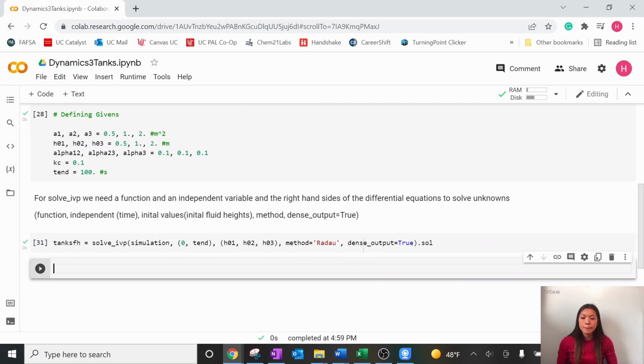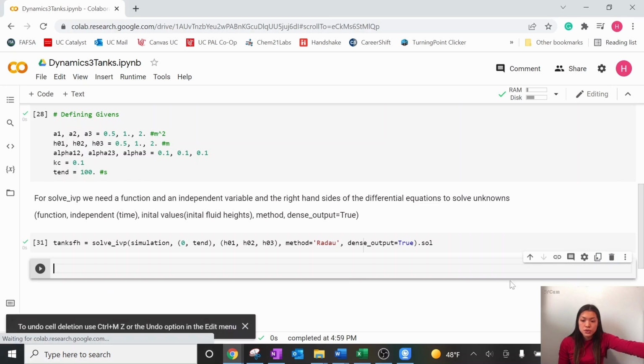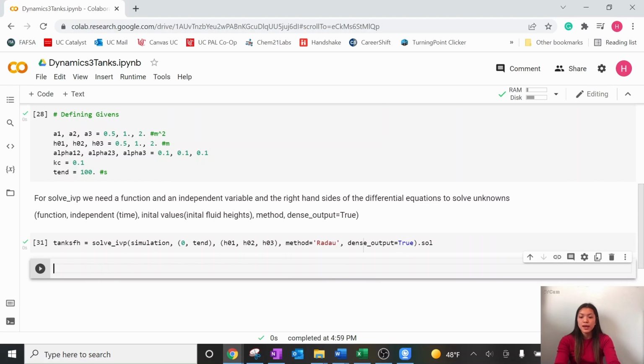And so now, if we were to put in tank's FH, that's not going to give us the values of the fluid heights. But what it can do is allow us to use that information to create a plot that would show us the simulation. So what we're going to do is first define our x-axes and our y-axes, or the x values and the y values.